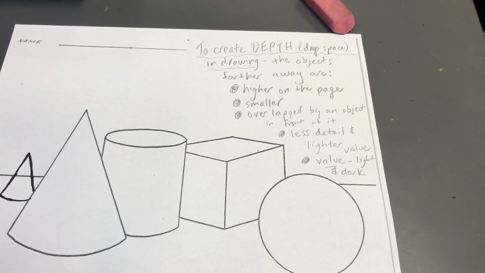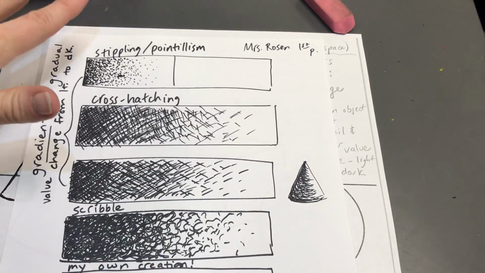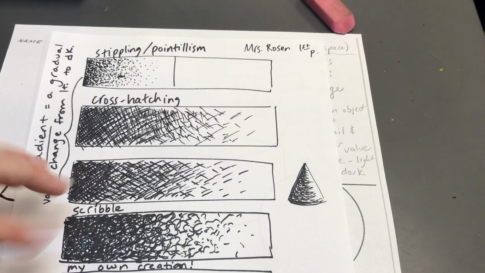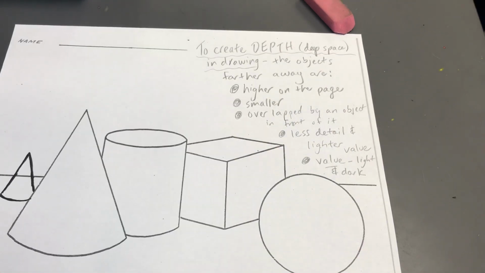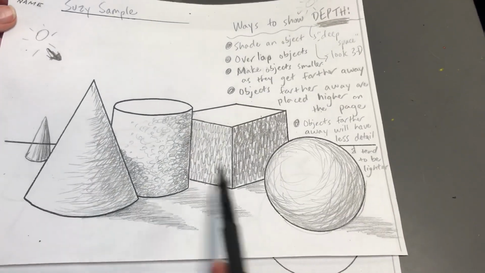Tools now, and I'm going to use my tools to show depth in here. So what I want you guys to do now is we're going to take all of your practice and your smooth gradient shading. I don't want you to do stippling today, it takes too long. Stippling, cross-hatching, scribbling, your own creation, all these things are possibilities. But I want you to apply them to these objects now so that you can show depth.